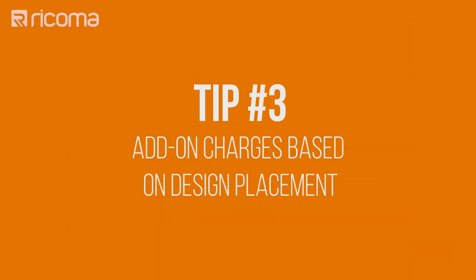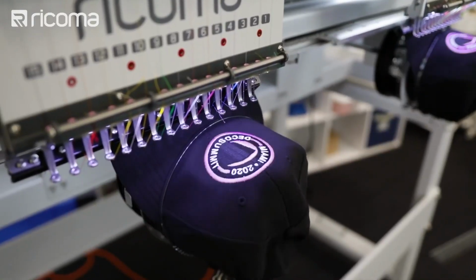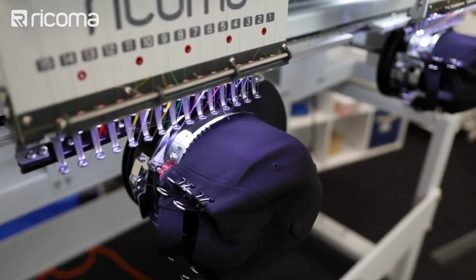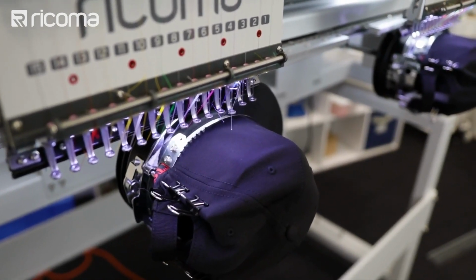Moving on to point number 3, which is having add-on charges by way of design placement. For example, the commercial machines that we have here at Ricoma can actually do 270-degree cap rotation angle. We can do that in one single run without rehooping. What that means for you is you can do the front of the cap and both sides of the cap from ear to ear without having to rehoop the design. So if you have a machine with those type of capabilities, you can easily do a 3-sided design on a cap and charge a few dollars more for those different design placements without actually having to rehoop the actual garment.